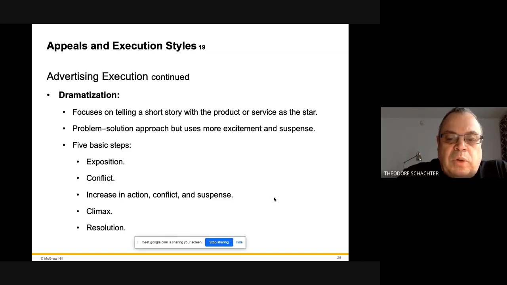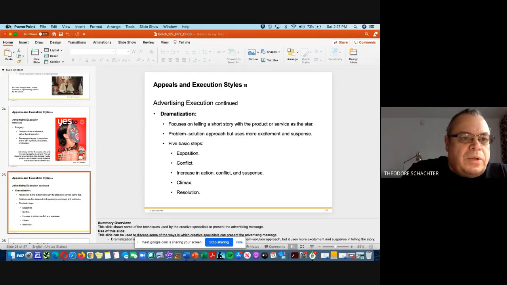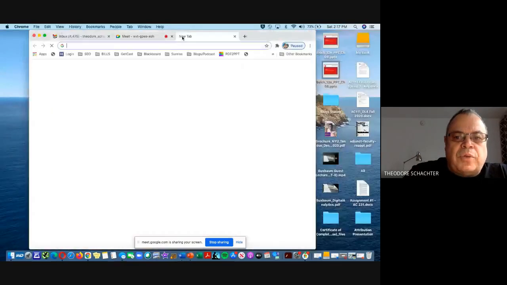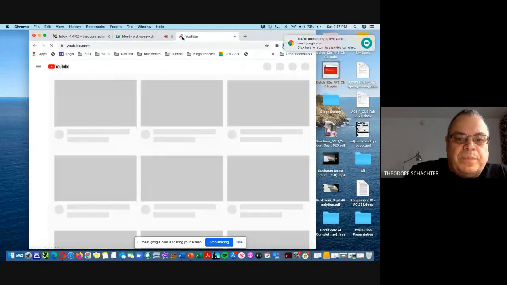So one of the last ones is dramatization. So basically, we want to blow out of proportion the consequences of not buying a brand or not using a brand. And for example, it could be something as, actually, let me show you this. So, Head and Shoulders dramatized what it means to have dandruff.